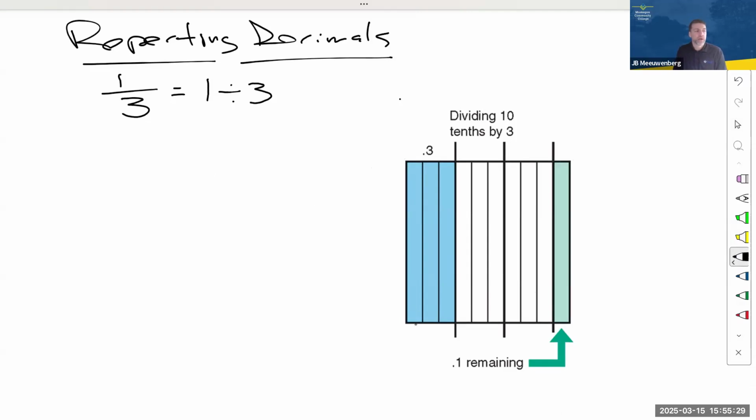And then we're going to divide that by 3, right? So we're going to see dividing 10 tenths by 3. We're really looking at it like that, 10 tenths. And we go into 3 equal sections. We have 0.3 here, 0.3 here, 0.3 here, and we've got this left over, right? We've got 0.1 remaining, okay?